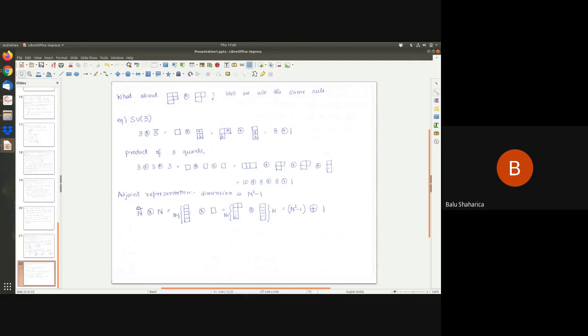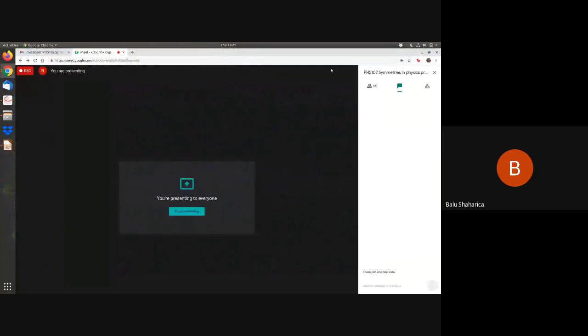And there's another example where I can get the adjoint representation of SUN, which has dimension n square minus 1. I will take the fundamental representation and take the direct product with its conjugate. I will get a direct sum of the adjoint representation plus a singlet, and that ends my presentation.